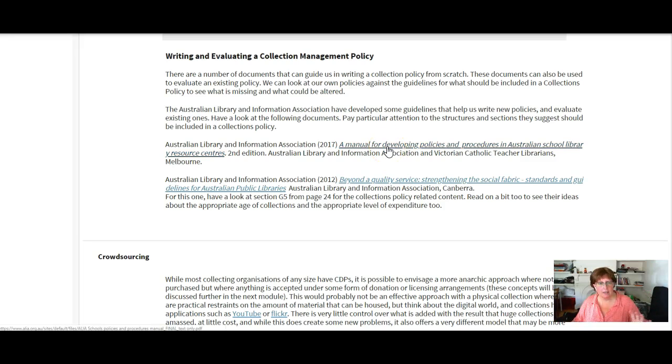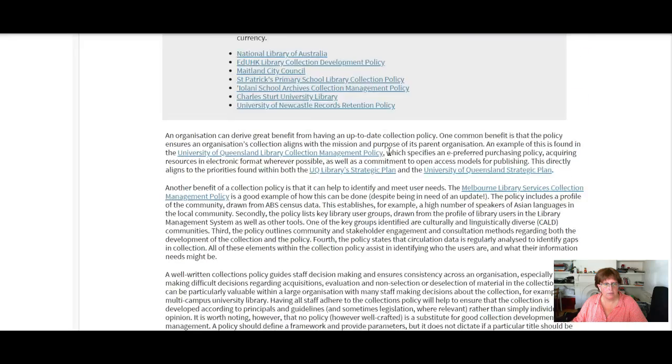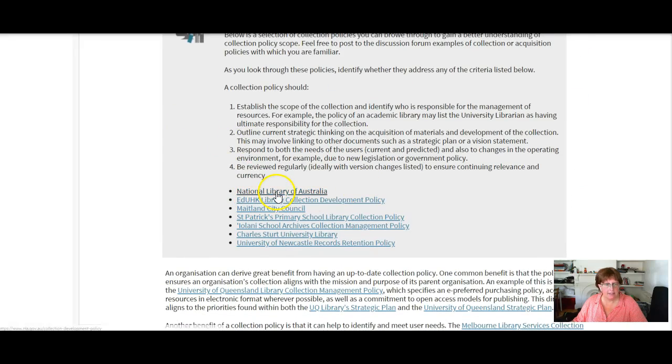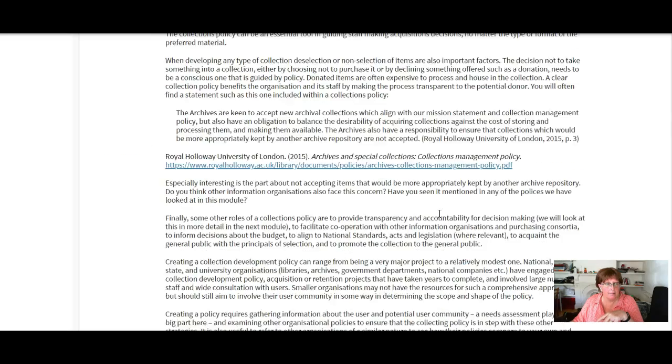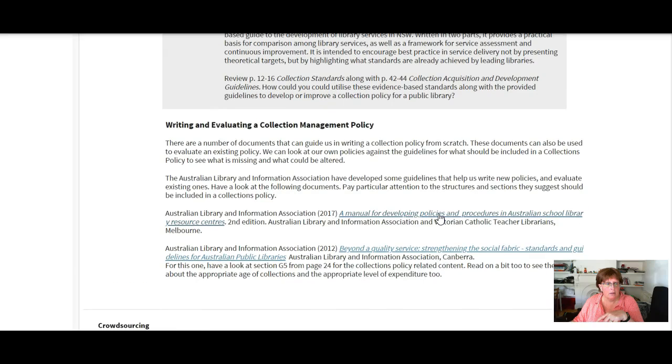So if you do nothing else this week, have a look at these 2 documents and have a look at one of the examples up here of a really nice one. That's a really nice one. National Library is great. Some of them are for smaller collections, so they have a different sort of focus, but they're all interesting to look at. So that's my big tip for this week: read the textbook, read those 2 guidelines from ALIA down here, and read the second assessment, and with what you need to do for that in mind, read through the rest of the module.